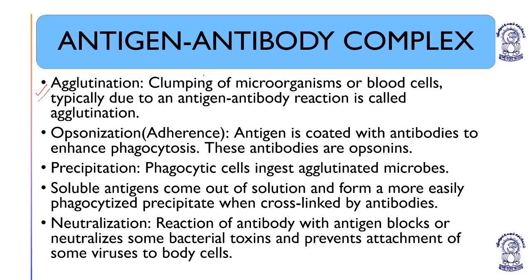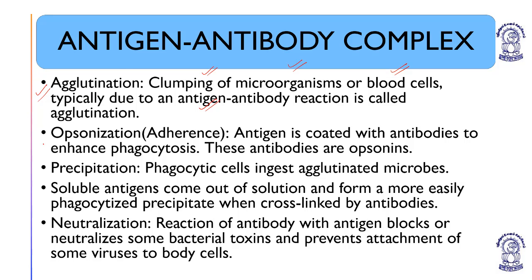Agglutination. Agglutination is what? It is the clumping of microorganisms or blood cells. Whenever the epitope of the antigen comes in contact with the compatible paratope of the antibody, the antigen antibody reaction takes place, and this is known as agglutination. It is the clumping of microorganisms, and the microorganism goes non-functional.